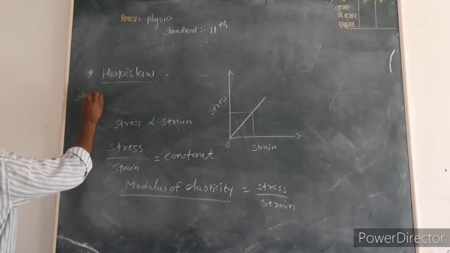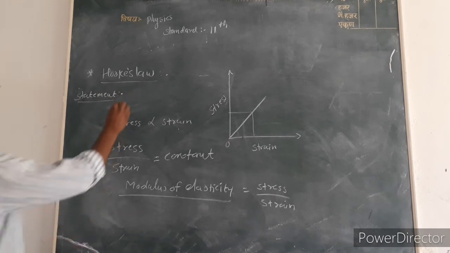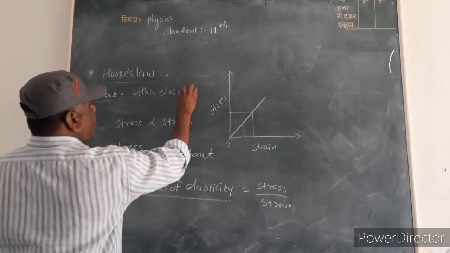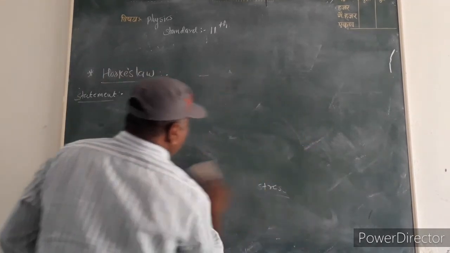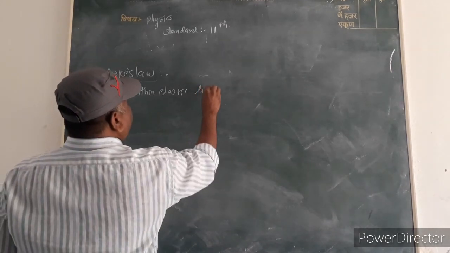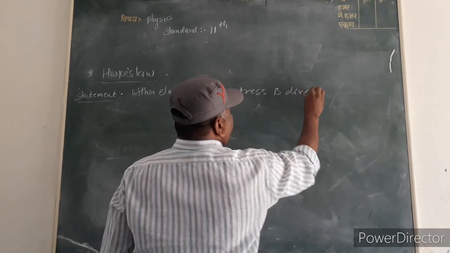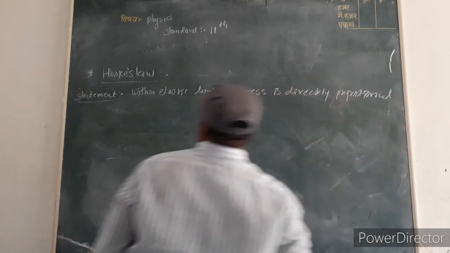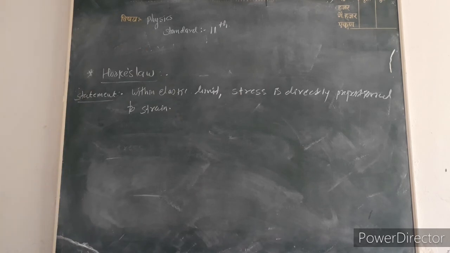Then he stated the statement of Hooke's law. Within elastic limit, stress is directly proportional to strain. This is the simple statement of Hooke's law.